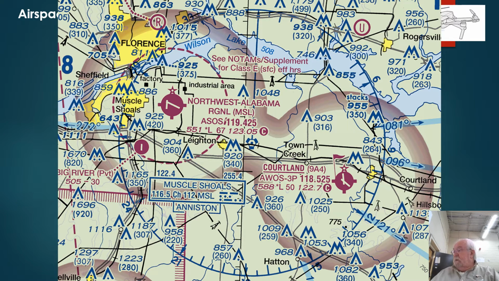All right, here's another one, which has several questions involved. We'll look at Northwest Alabama Regional Airport. What class airspace is that? Magenta. You'll also notice that the airport doesn't have a control tower. It's Class E. Class E with an airport, so it goes from the surface. All of that area in there is controlled airspace, even though they don't have a tower.